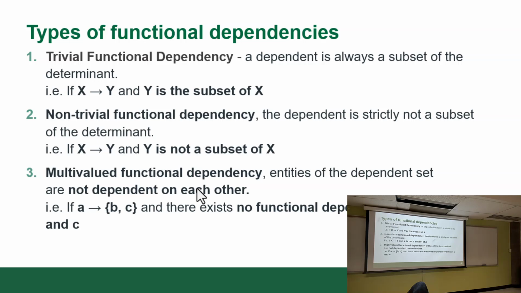Multi-valued functional dependencies: entities of the dependent set are not dependent on each other. So if A determines B and C, and there's no relationship or dependencies between B and C, so A determines B, A determines C, and B and C have nothing to do with each other. So these are multi-valued. A determines a list of values, essentially, but each value in that list has nothing to do with the others.